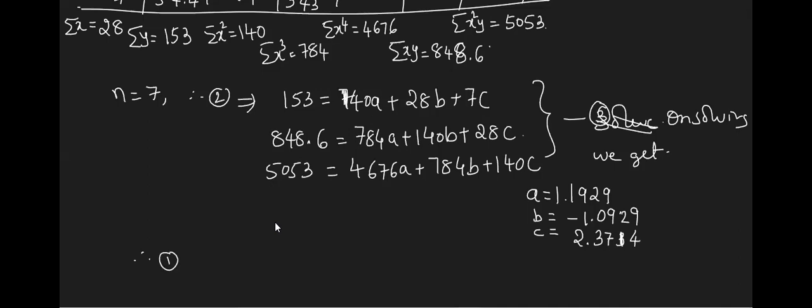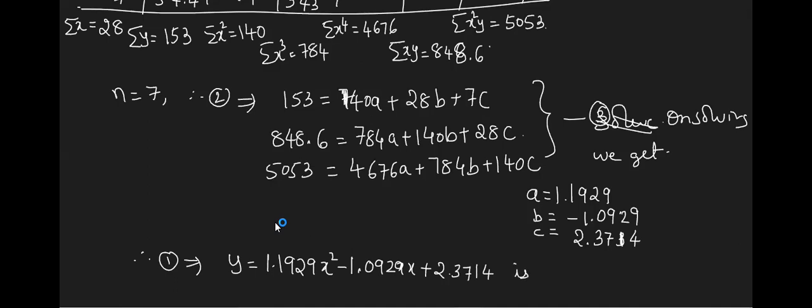How to end the problem? By substituting in equation 1. So y equal to ax square plus bx plus c is the required second degree parabola of best fit.